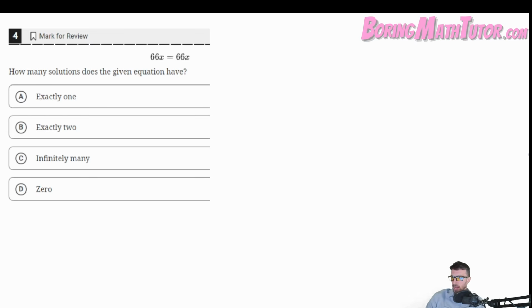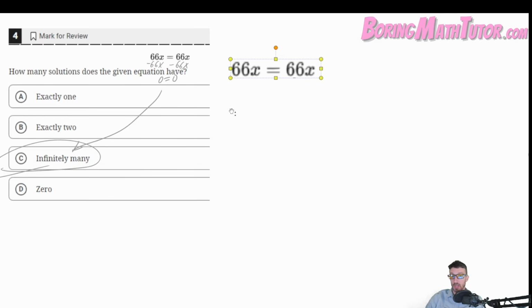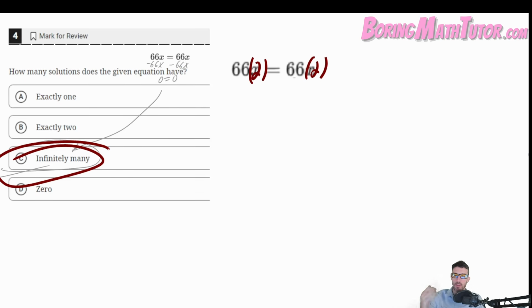So we can try to solve this equation, but if we did that, we're going to end up getting 0 equals 0. And when that happens, it means you have infinitely many solutions. You can also just go back to the original thing and think about what kind of numbers you could have used. Well, could I have used 1 for x? Of course, because 66 times 1 will equal 66 times 1. Could I have used 2 for x? Well, yeah, absolutely. 66 times 2 will equal 66 times 2. So I could do this with an infinite amount of numbers.